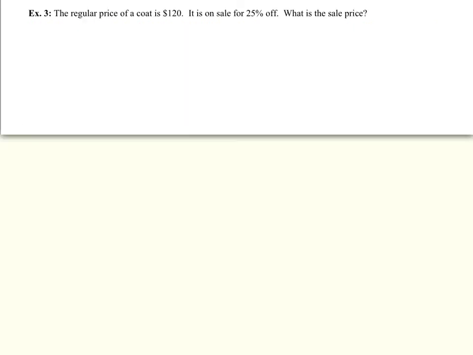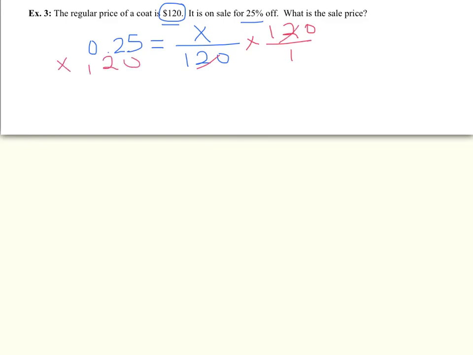And our last problem for the day is very similar to our example 2, where we know the price and we know the percent of change. So when we know the percent of change, we write the percent as a decimal, and then we don't know how much it changed, so that's our unknown, and we divide it by our original, which our original was given. To solve this equation, we multiply. So our 120s will cross simplify, and then we go to the other side and multiply there as well.